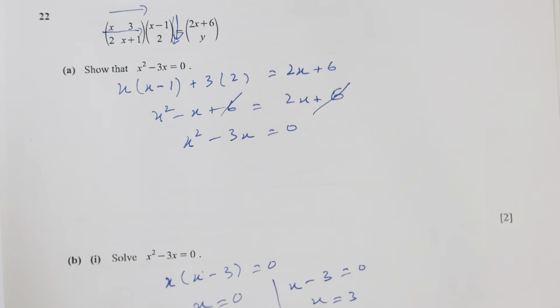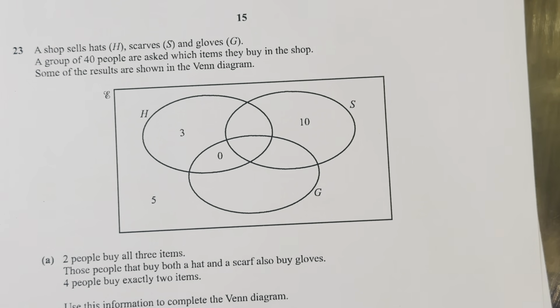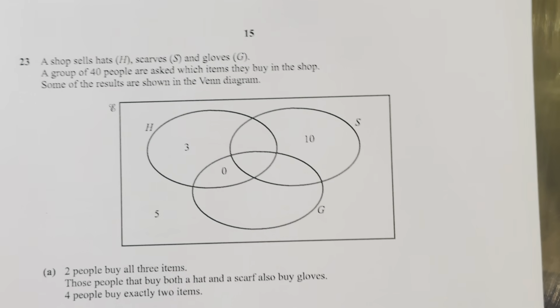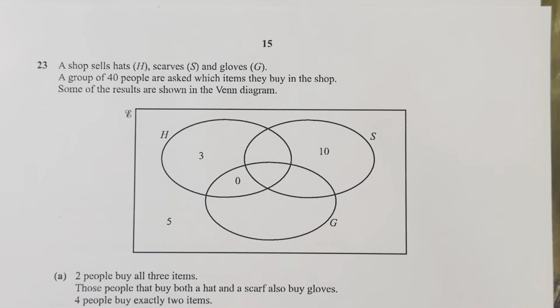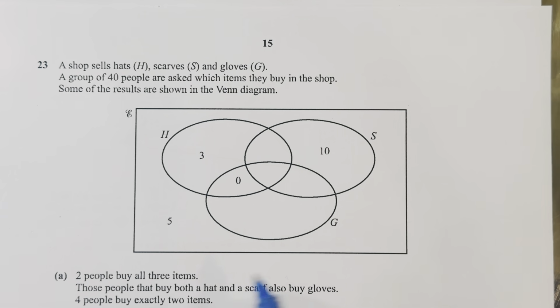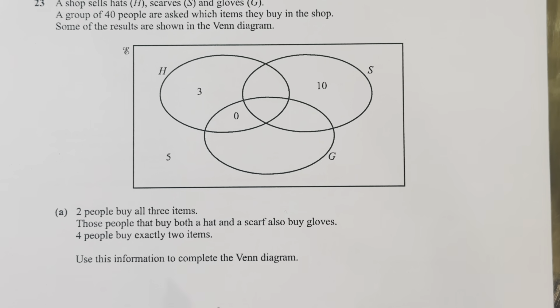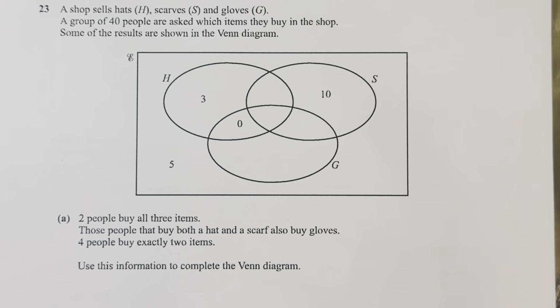Question number 23 is from sets. A shop sells hats, scarves and gloves. A group of 40 people are asked which item they buy in the shop. Some of the results are shown in the Venn diagram below. We are given further data. Two people buy all three items.